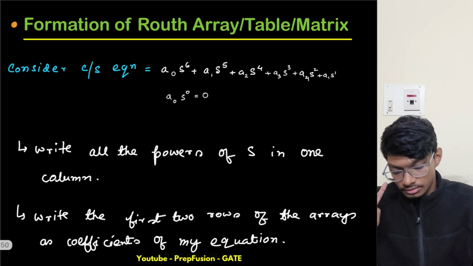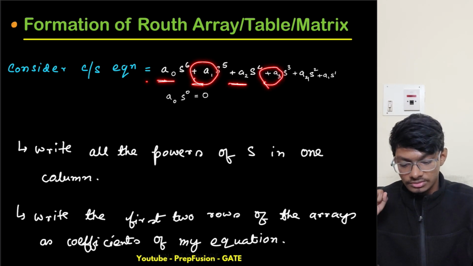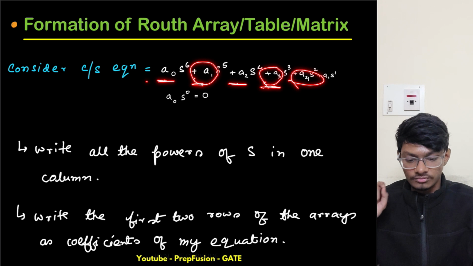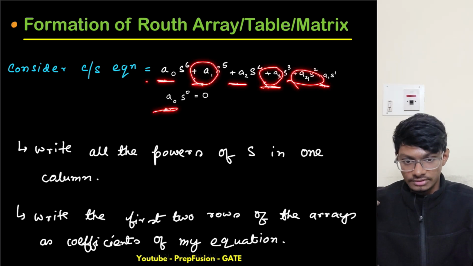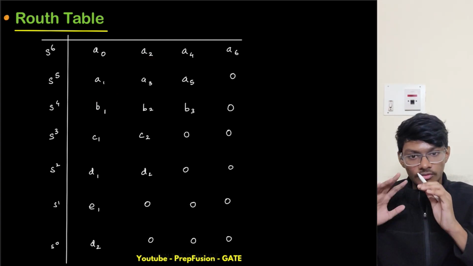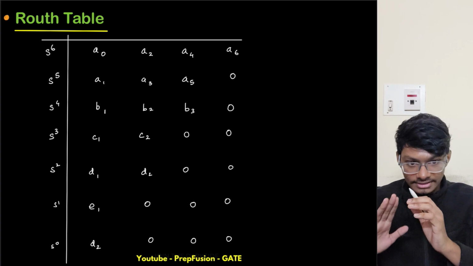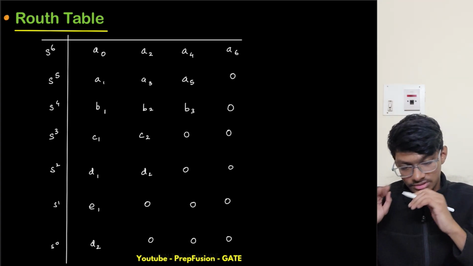So this was the first row, then I skipped this one, so this will be in the second row. Then I took this one for the first row, then I skipped this one, so this will be in the second row. Then I took this one for the first row, then I skipped this one, this will be the second row, and this will again be in the first row. So I wrote the two rows of the Routh table. That is done. Next, I have to start calculating.